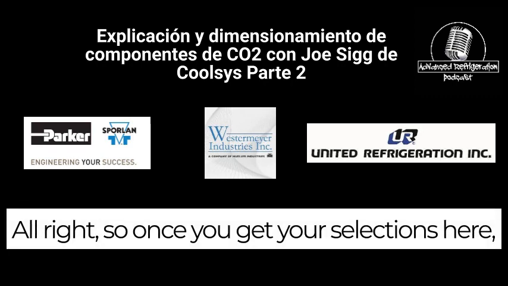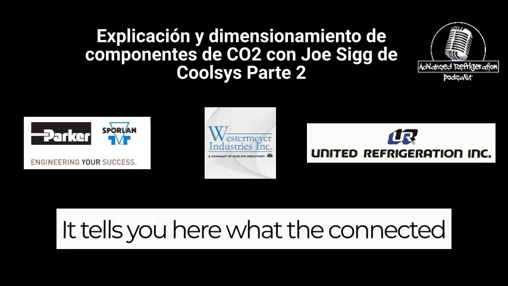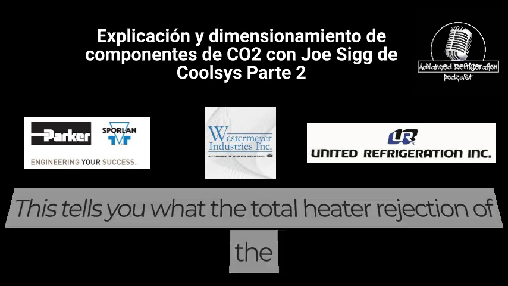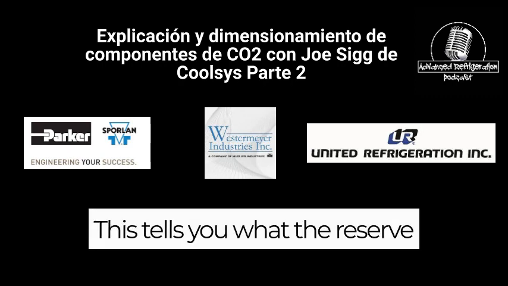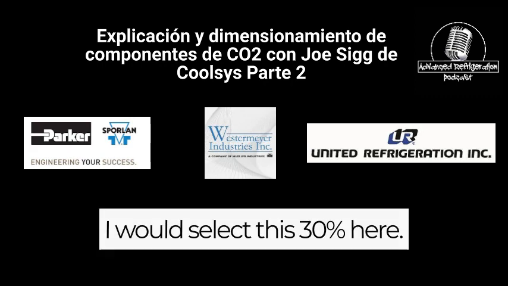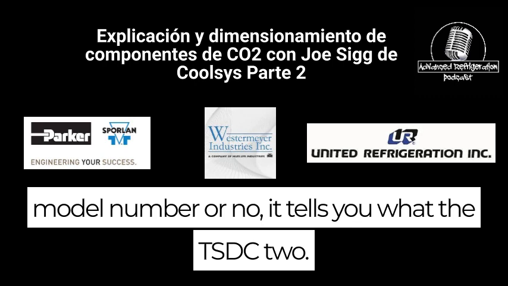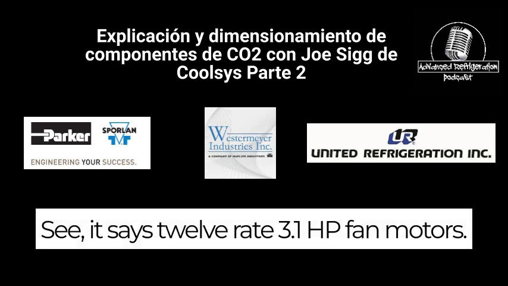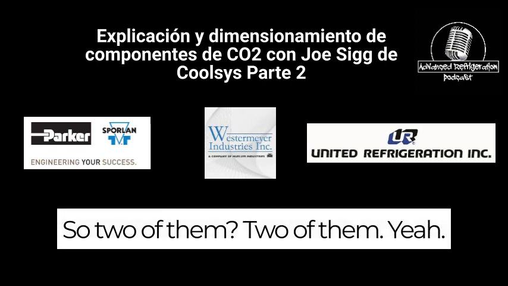Once you get your selections here, you can see with the BAC model, it tells you the connected horsepower in this number. This tells you the total heat of rejection of the unit, what the capacity of the unit is. This tells you what the reserve capability is. In this situation, I would select this 30% here. Does that tell you how many fans are on there by that model number? With the TSDC2, yeah, it tells you right here. It says 12, 3.1 horsepower fan motors. That's a big one. So two of them? Two of them, yeah.